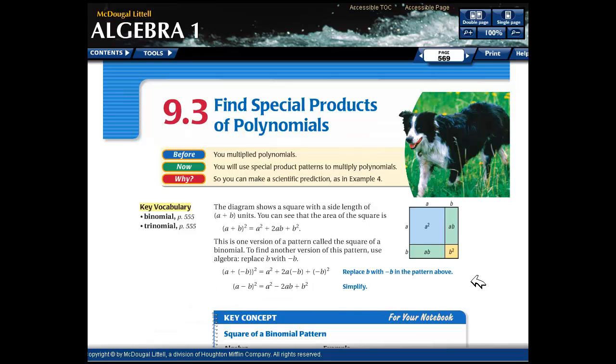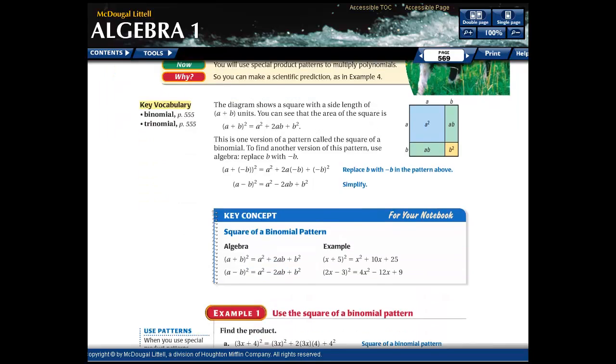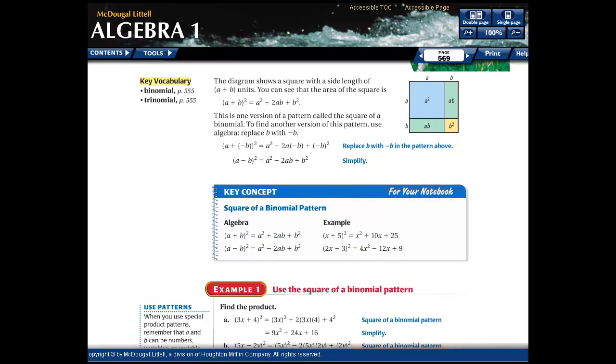9.3, finding special products of polynomials. This is an extension of 9.2 and the FOIL method. So let's start by doing a quick little review of our FOIL method. FOIL: first, outer, inner, last.